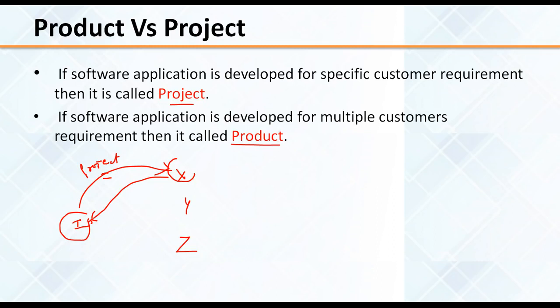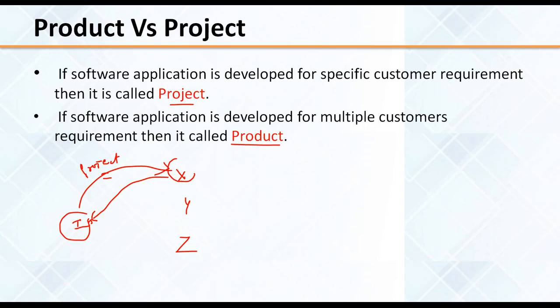And a product is not like that. The product will satisfy multiple customers' requirements. For example, let us say MS Office, MS Word, Excel, PowerPoint that we are using in our systems. They are products from Microsoft. Those products can be used by any customer. Anyone can install and use them. That is developed for multiple customers. Likewise, the Windows operating system is used by multiple customers. That is not for a specific client. So these all come under products.